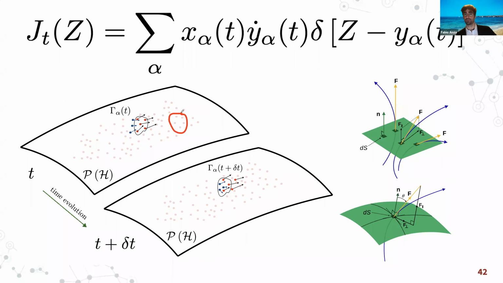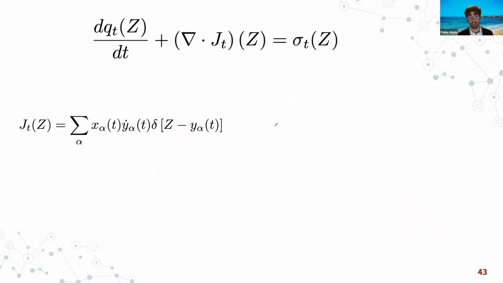So think about the case, for example, in which x dot, so the probability mass as a function of time is fixed. And then this is the only term that is important in the continuity equation. And so there are particles that carry probability mass with them, that move with a certain speed across the state space.